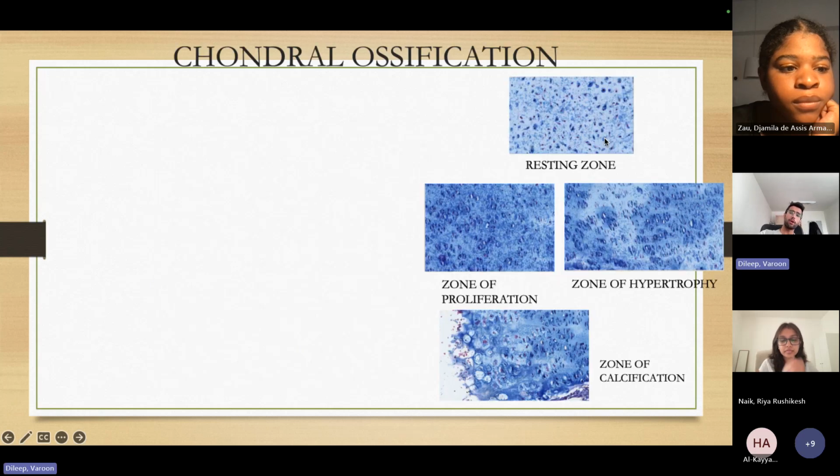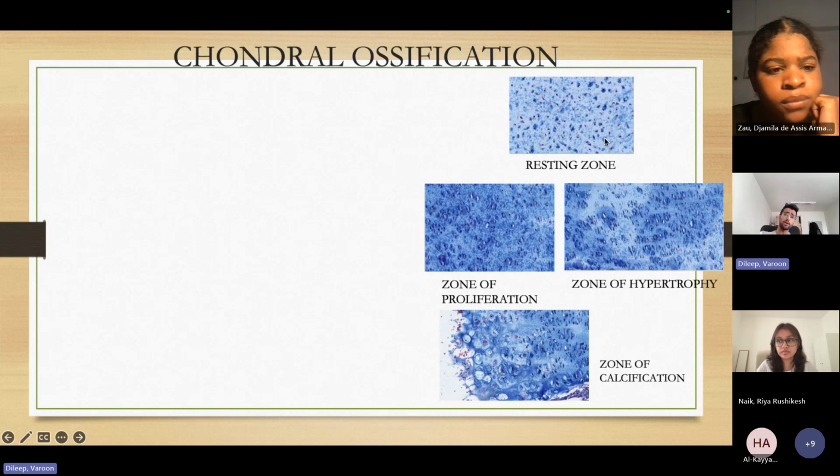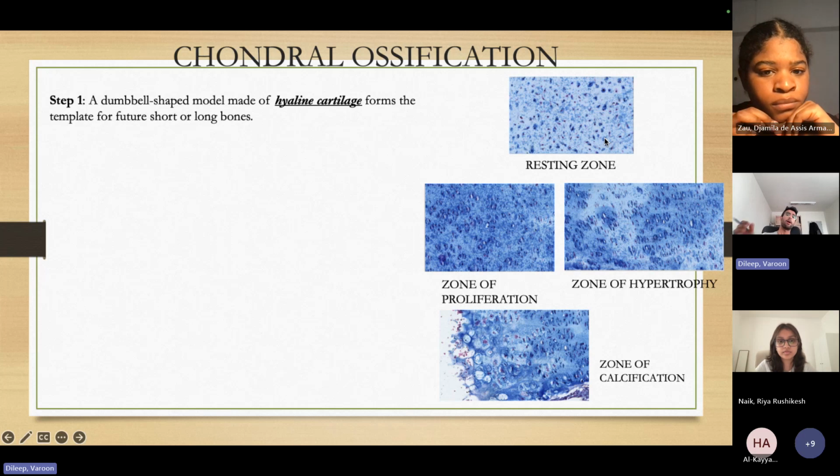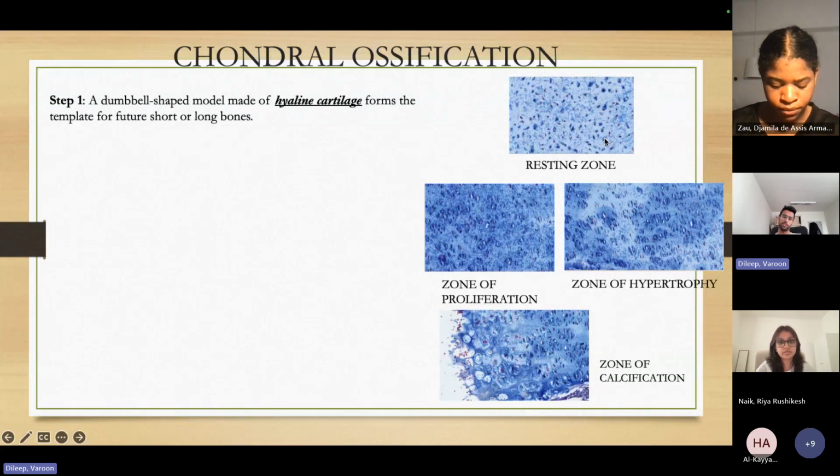Now, we talk about the chondral ossification. I want to apologize for the amount of content on this slide and the pictures, but I don't want you to get overwhelmed by this because I want to explain this like a story. As I said, this topic is more about understanding than memorizing. So, chondral ossification, step one: a dumbbell-shaped model of hyaline cartilage, which forms a template for the future short or long bones. Basically, this bone starts off as a squishy model made up of cartilage, like the rubbery stuff in the nose or ears. And this model has the shape of a dumbbell.